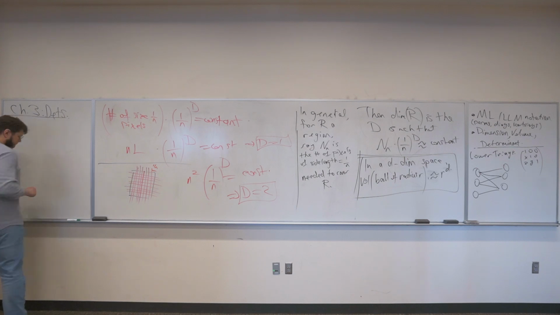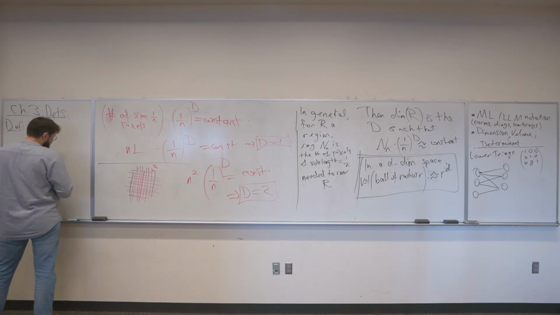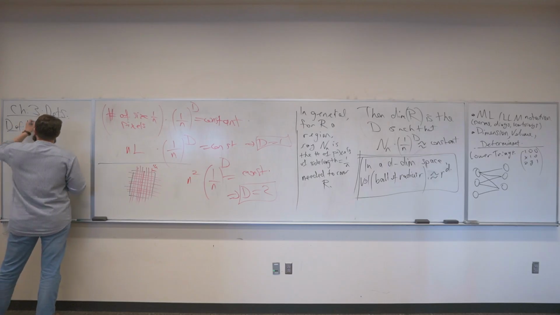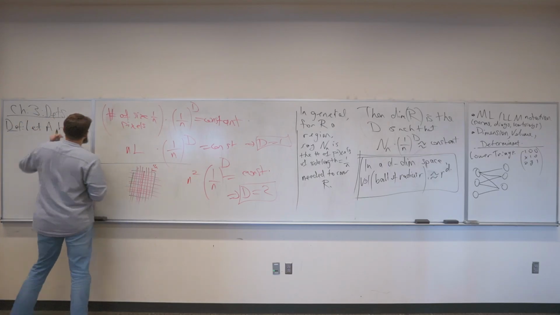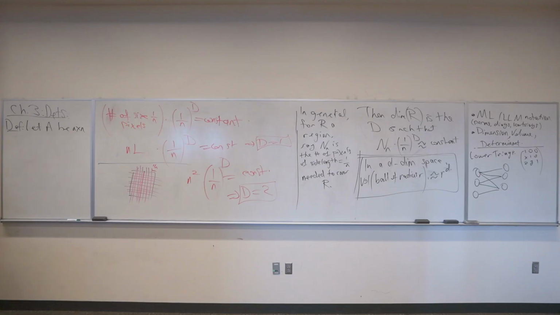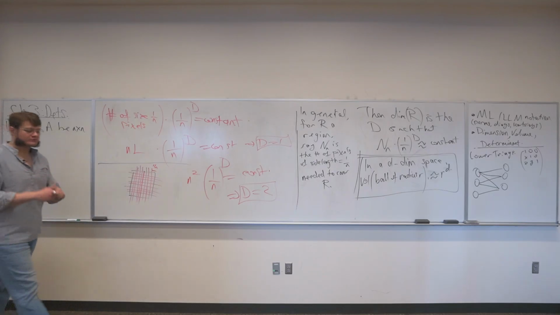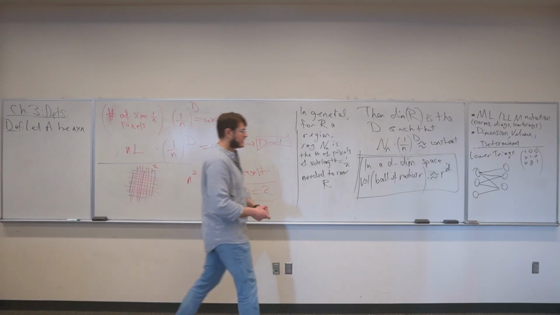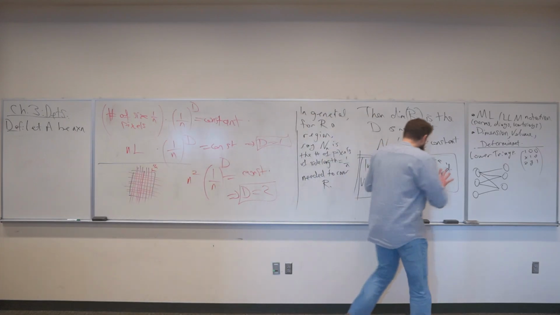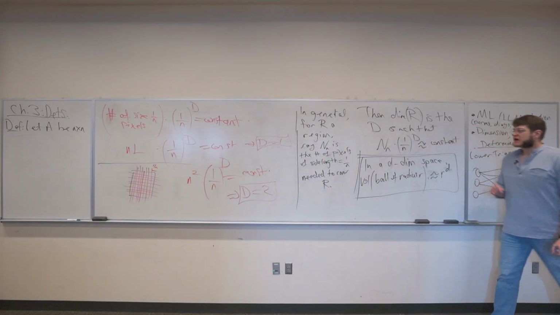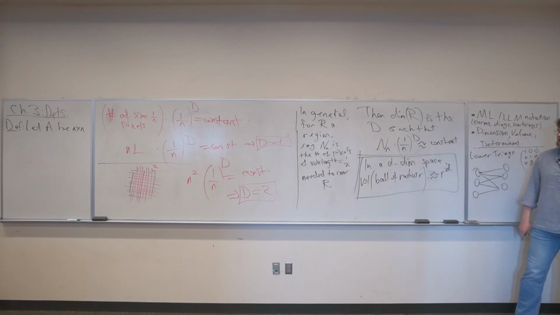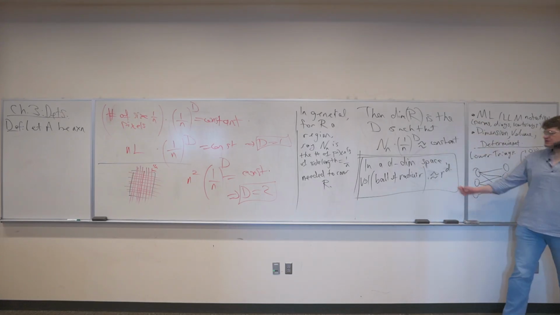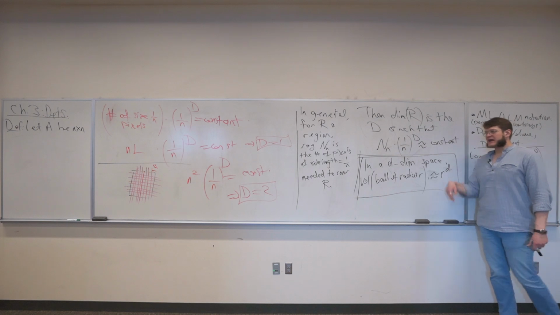Definition. Let A be n by n. I have an n by n matrix. In other words, I'm thinking of a linear transformation from n dimensions to n dimensions. When I say n dimensions, again, based on this volume understanding, I should realize that the volume of a ball of radius r in n dimensions should be like r to the n, up to some constant.